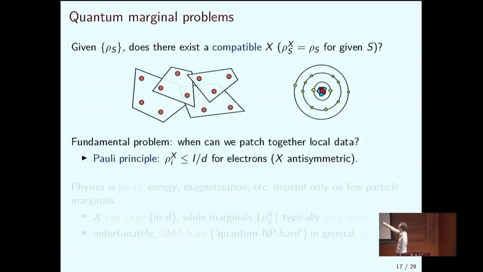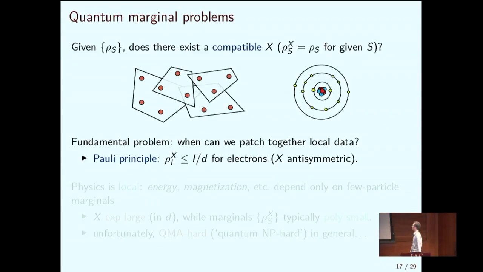So here's a picture, right? I guess I could have drawn the same picture in the classical case. A bunch of particles, maybe you prescribe the marginals of, say, the 3 particles here, the 5 particles there, and so on. Can I patch them together? Another example would be the average state of an electron, because we can't tell them apart. When can we patch them together to a global wave function? That's a very fundamental problem about quantum states.